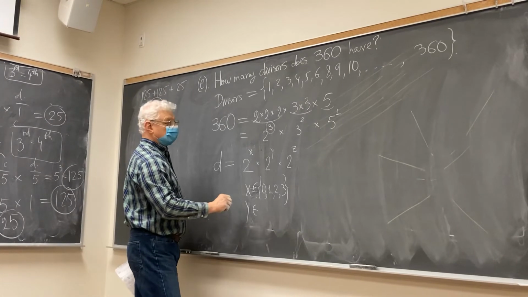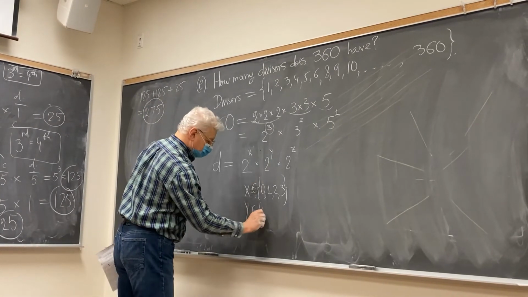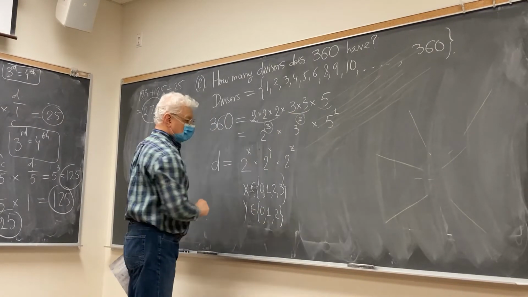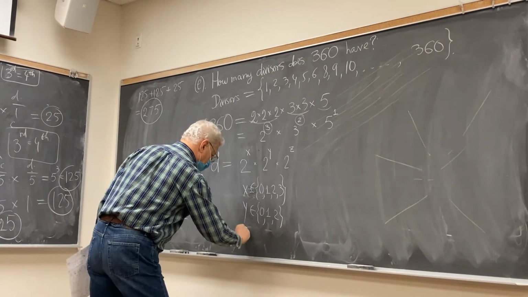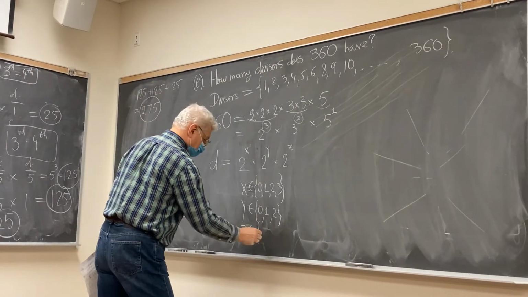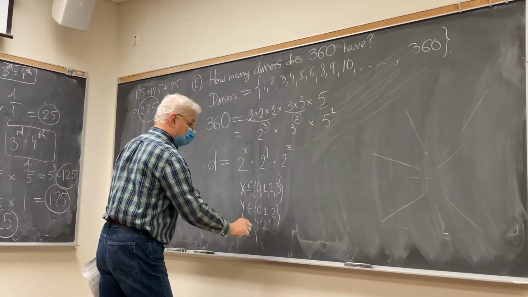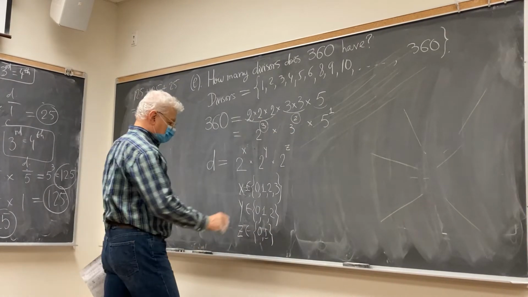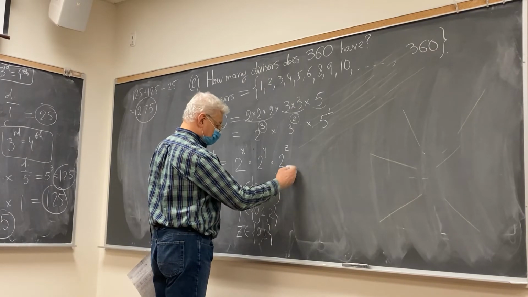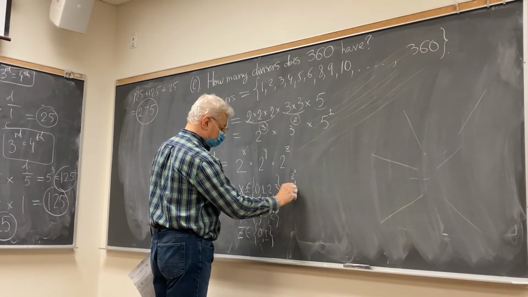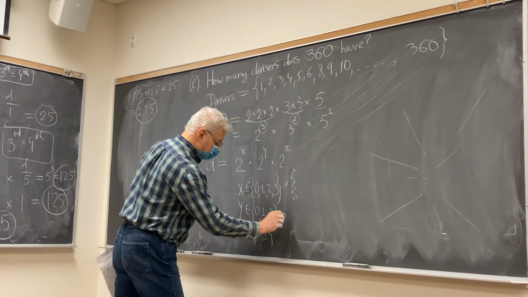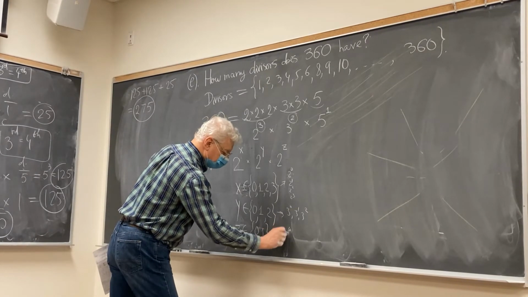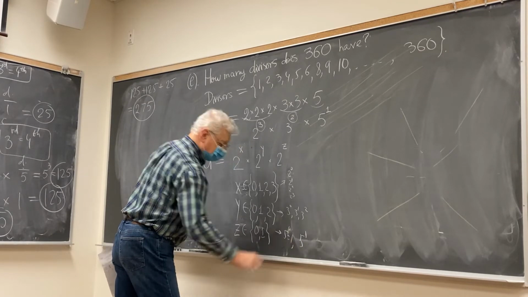Y could be either 0, or 1, or 2 at most. And finally, z belongs to the set, it could be either 5 to the 0, which is 1, or just 5 to the 1. So this corresponds to 2 to the 0, 2 to the 1, 2 to the 2, and 2 to the 3. Here we have 3 to the 0, 3 to the 1, and 3 to the 2. And that one could be 5 to the 0, which is 1, or 5 to the first, which is 5.